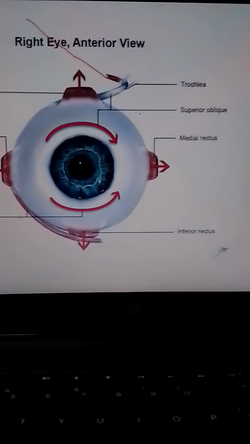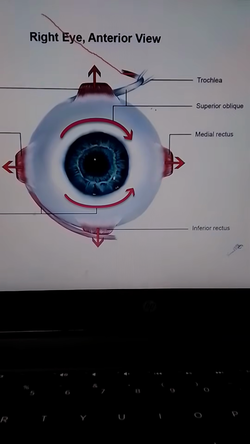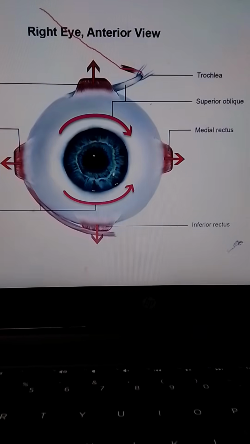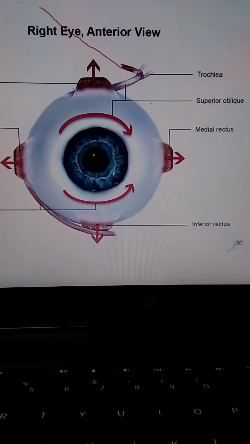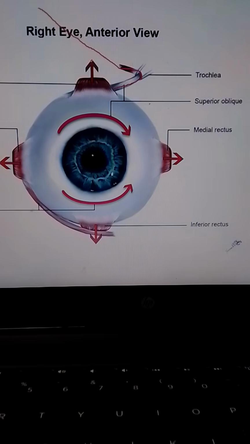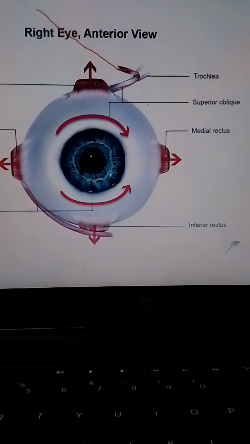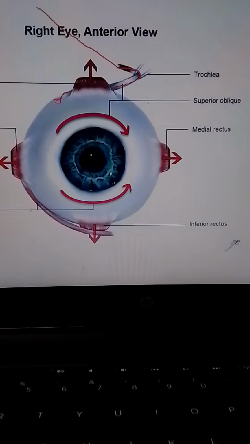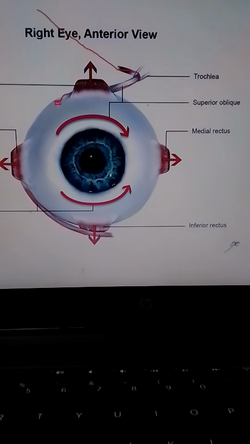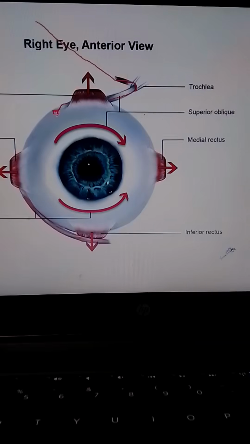Now from there it hooks around the trochlea and goes backwards like this, and it goes even behind the vertical axis of the eyeball and gets inserted postero-superiorly here. So this is the course of the superior oblique.